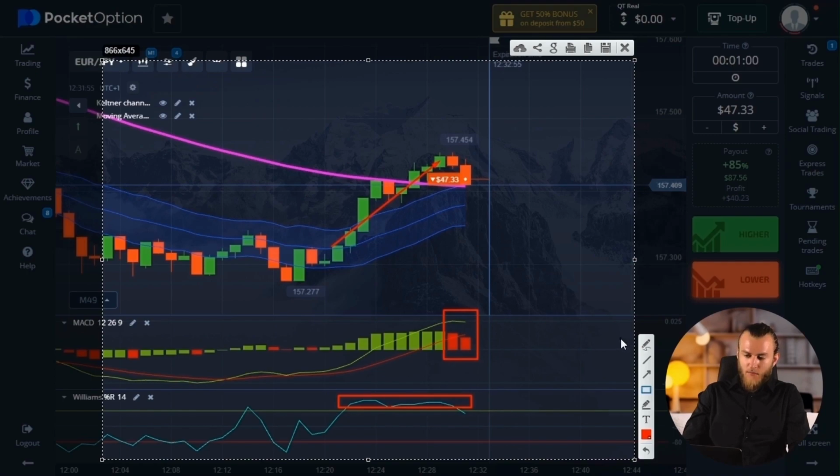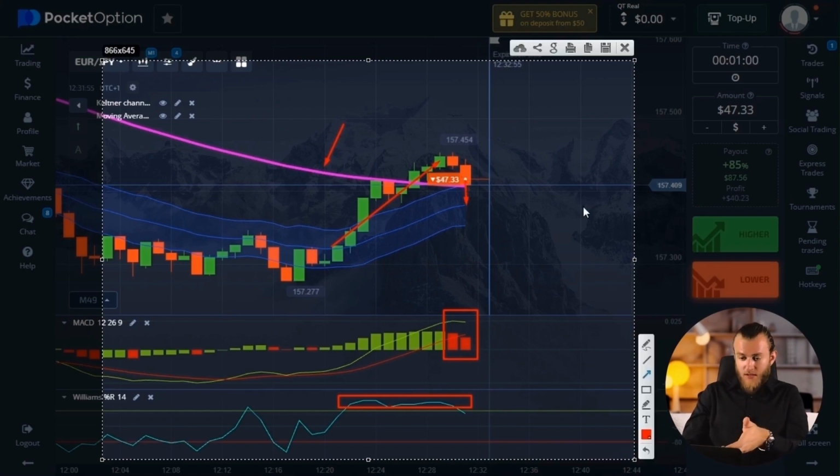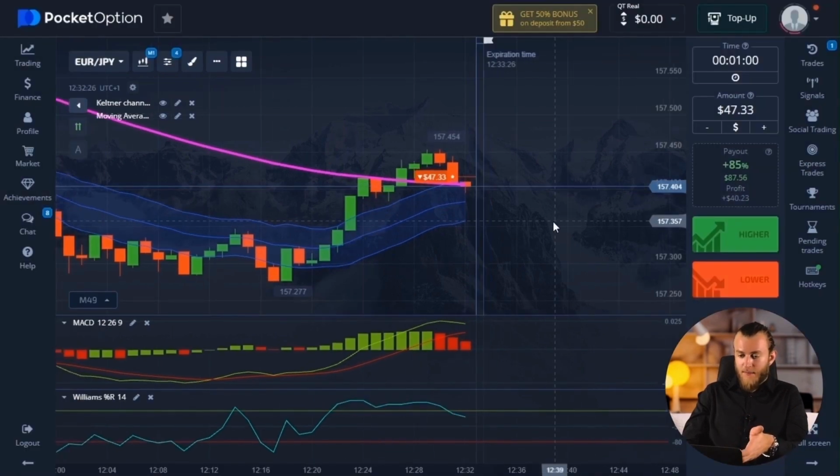MACD, red columns. We can also draw a conclusion about the convergence of the lines and the possibility of an intersection from the top down. The trend is once more downward, so the growth has come to an end, the correction has come to an end. We interpret this again as a possible decrease to the average line of the Keltner channel.